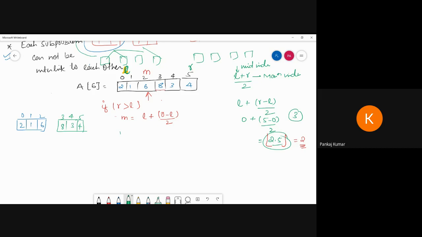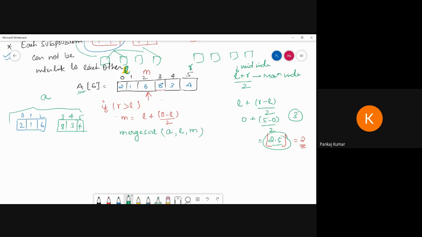So I am creating one function, and I'm calling it merge sort. This is the array, and I'm applying merge sort on the array. This whole array belongs to A. I apply it on the array starting from L up to M.